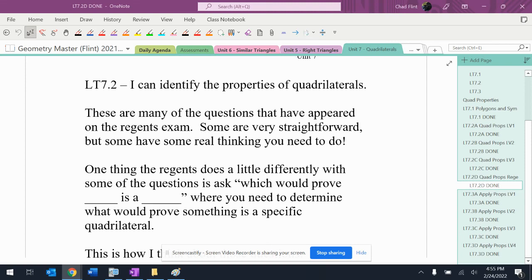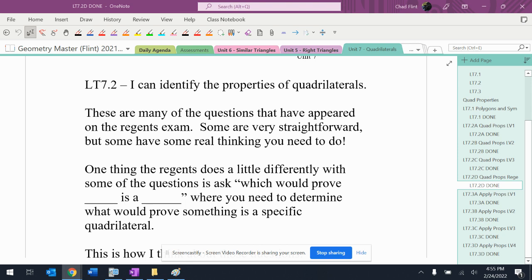In this file, I pulled some old Regents exam questions. These multiple choice quadrilateral property questions happen once or twice on every Regents exam. But the Regents exam likes to do them a little weird. They like to ask you things like, which of the following is a property of a rhombus?